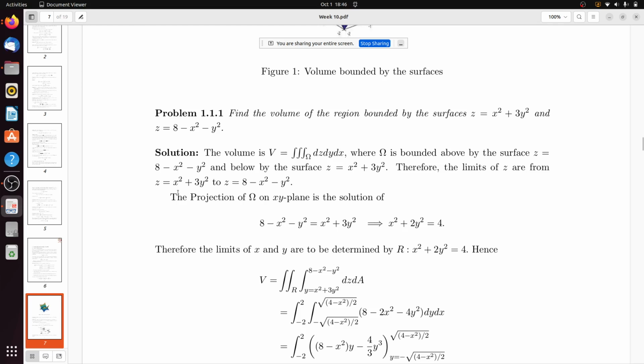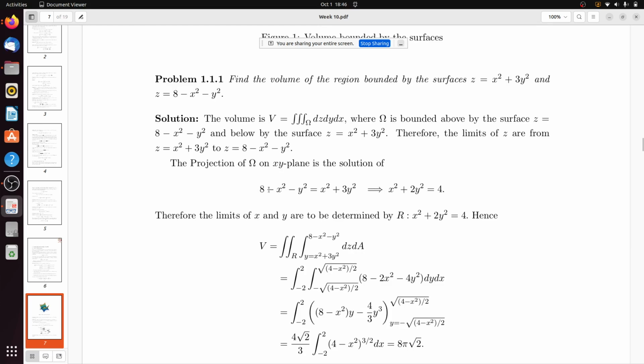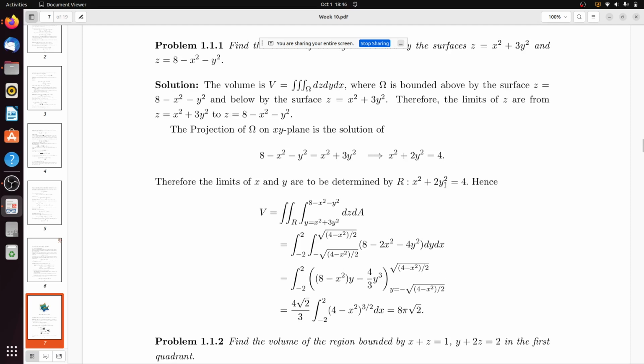Now you have to take the projection of omega in the xy plane, that is the solution of 8 minus x square minus y square equal to x square plus 3y square. You will get x square plus 2y square equal to 4, and hence your limit for y will be minus square root of (4 minus x square) by 2 to plus square root of (4 minus x square) by 2. And for x, put y equal to 0. If you project it on the line y equal to 0, that is the x line, you will get x square equal to 4, that is x varies from minus 2 to 2.